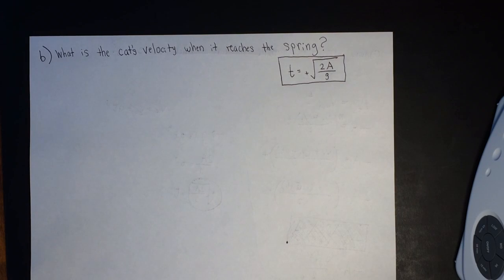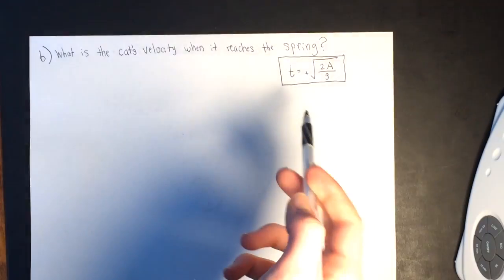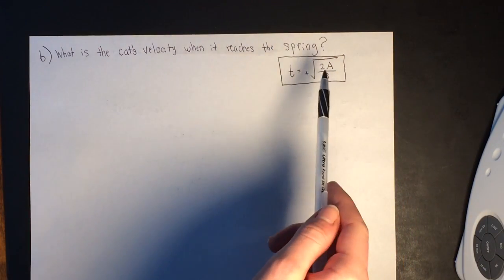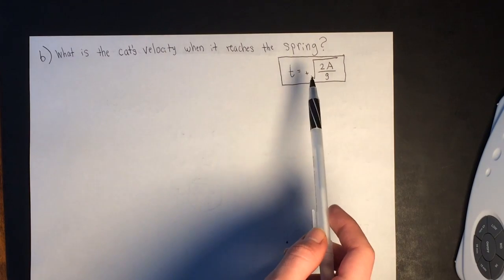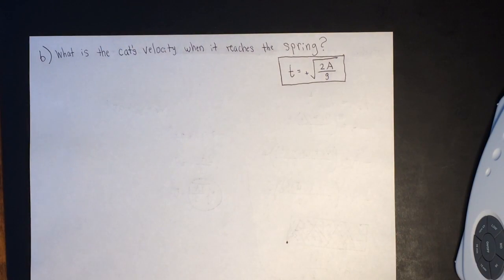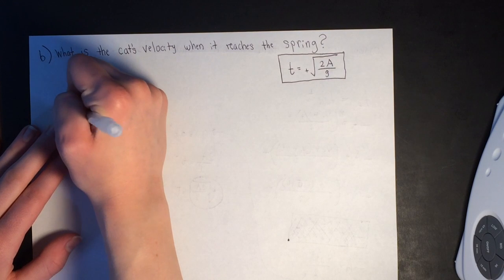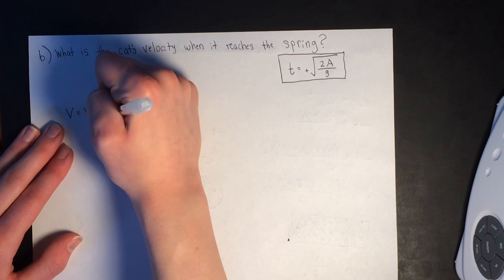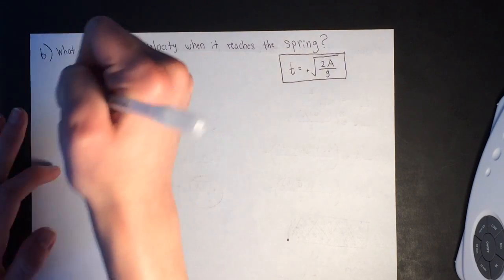Alright, so part B asks, what is the cat's velocity when it reaches the spring? And here I copied over our answer from A, because we're going to use that. The time it takes the cat to reach the spring is the positive square root of 2A over g. So the way I like to do this is to say the velocity is equal to the initial velocity plus the acceleration times the time.